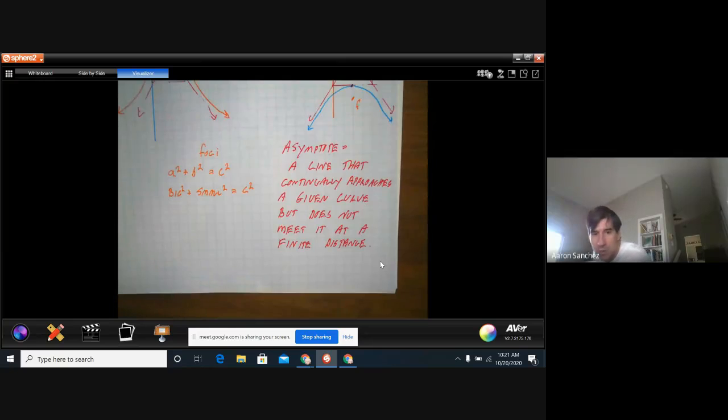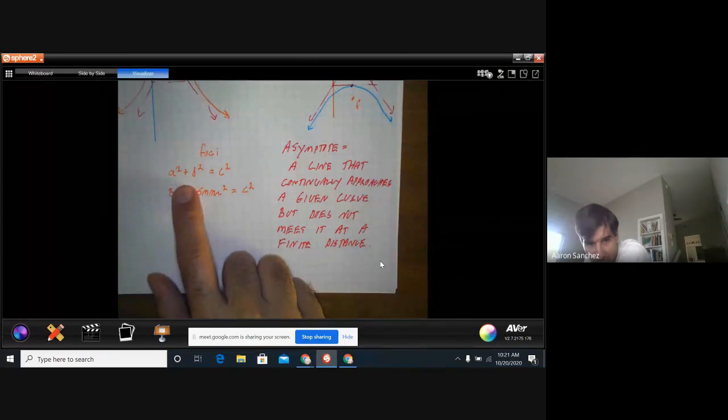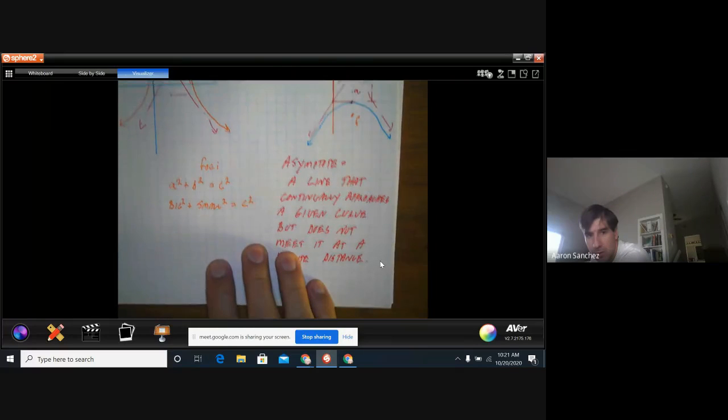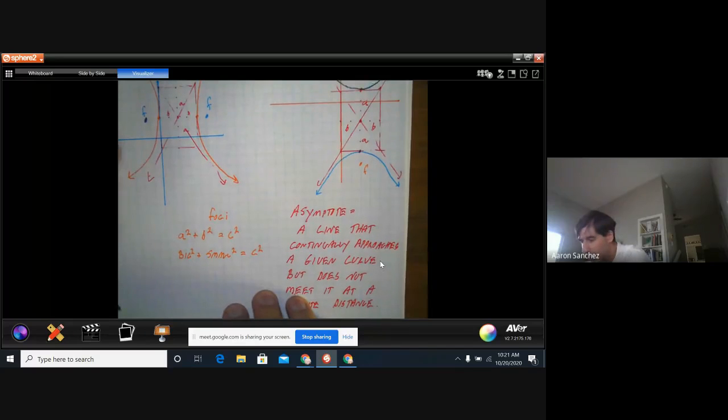Okay, now the foci, how do you figure that out? A squared plus b squared equals c squared. Remember, the foci before was a squared minus b squared. This one is a squared plus b squared. Sorry, let me show you something real quick. Let me go down to the picture here. The foci are right here.